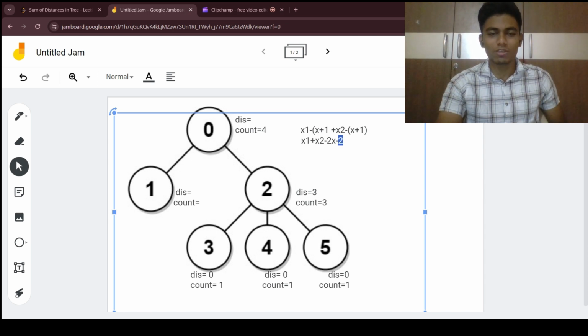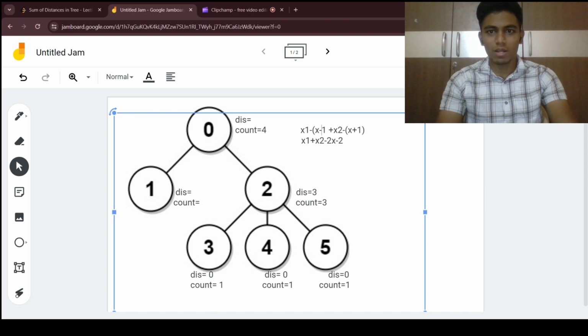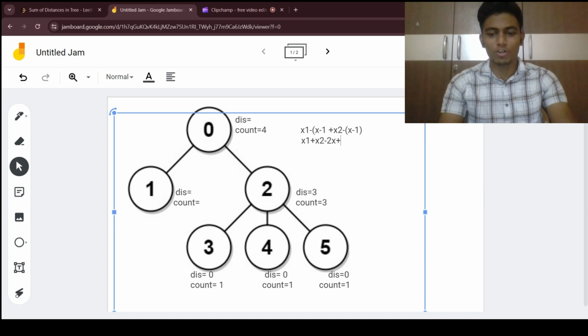Why? Because suppose let's say this is with the value of 3, and then this is with the value of 1, and then this is with the value of 0. Now initially the x is 1, so we'll get x as 1, and then we had decreased it to minus 1. So that means it becomes minus 1, and then here also it is going to be minus 1. So it is going to be x1 plus x2 minus 2x, and then it is going to be plus 2. So now the distance has increased by 2.